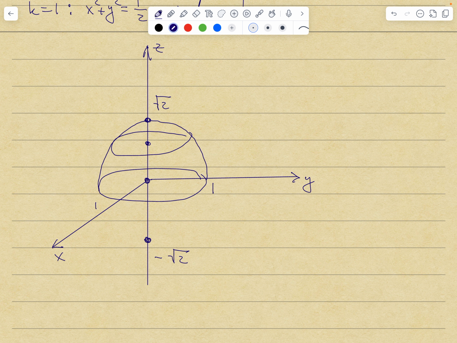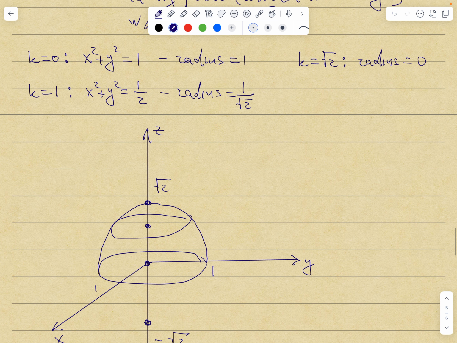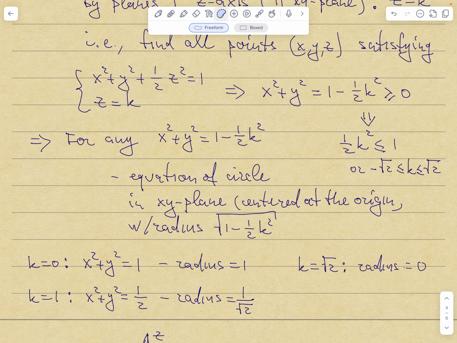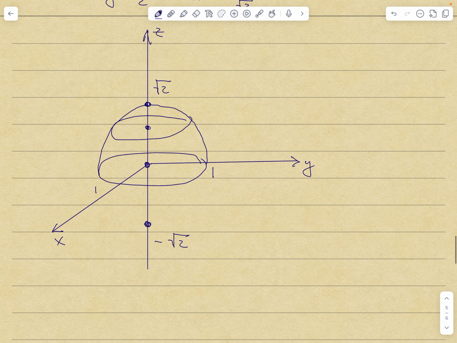And then, of course, I'll get exactly the same thing on the opposite side of the z-axis, because my equation originally has z squared in it, so if I plug in plus or minus z, I'm going to get exactly the same expression. And so I just continue the surface downward.